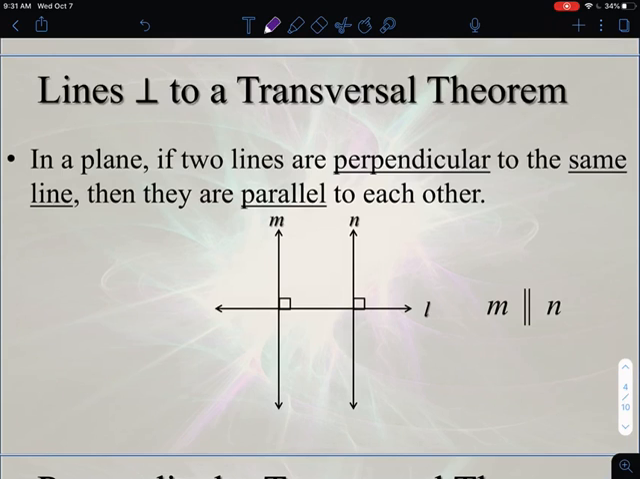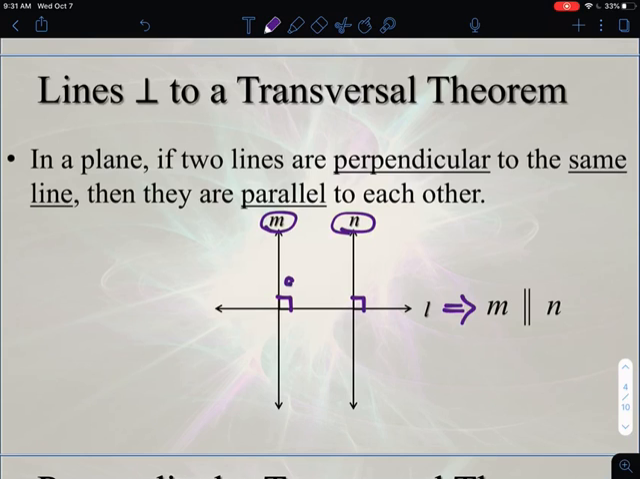So what this theorem says is in a plane, if 2 lines are perpendicular to the same line, so right here we have line M and line N, and they're both perpendicular to line L. So because they're both perpendicular to line L, we automatically know that line M is going to be parallel to line N. And we could prove that a couple of different ways.